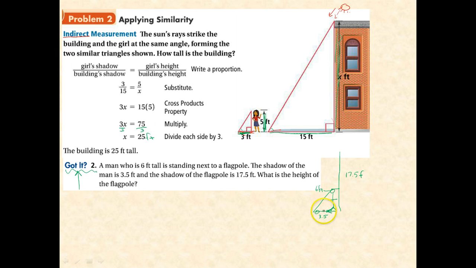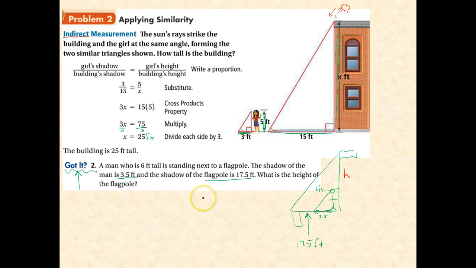Here's the shadow of the man. The shadow of the flagpole is going to form a similar triangle. And what is the height of the flag? Wait, whoa. What did I do wrong here? The shadow is 3.5 feet. The shadow of the flagpole is 17.5 feet. So this is 17.5 feet, and this is our unknown. We'll call it h for the height of the flagpole.